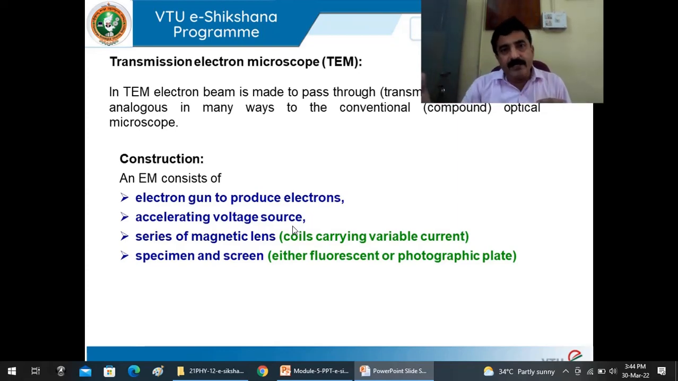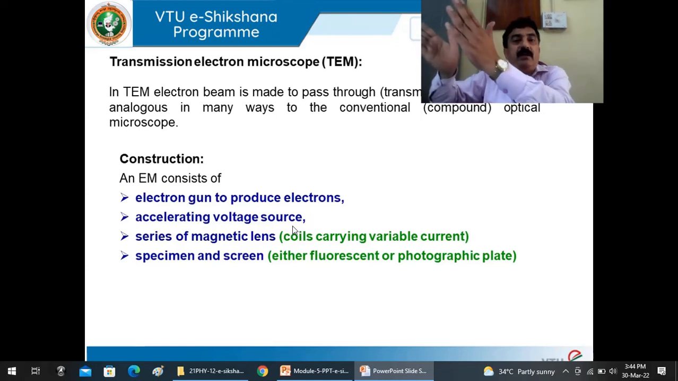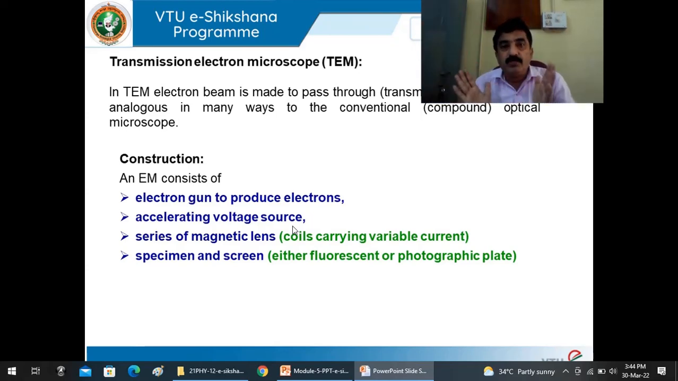Next, accelerating source. Once electrons are coming out, they have to be accelerated, otherwise they cannot behave like a wave. So you need accelerating voltage. Then those electrons must be condensed, expanded, and made to travel in a parallel direction. So we have to deviate their directions. For that, we need a sort of lens arrangement, and that lens arrangement is nothing but a magnetic lens arrangement.